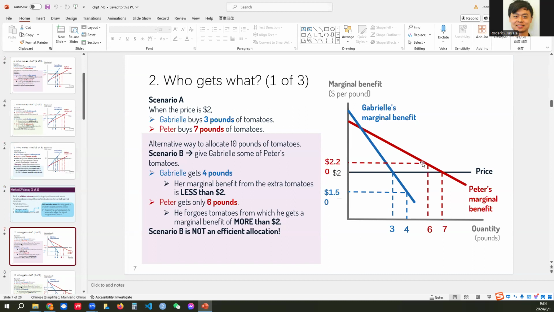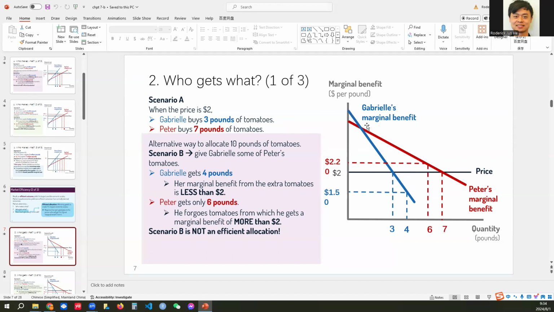So that's this. And now let's look at this example. Again, market price is $2, and we have two people, Gabriel and Peter, right? The first one, Gabriel, is the blue line, and the second one, Peter's demand is the red line. Here it says marginal benefit, but recall marginal benefit is actually depicted by the demand function, namely the demand curve, right? So let's look at an alternative case. In scenario B, if Gabriel gets 4 pounds and Peter gets 6 pounds, what happens?